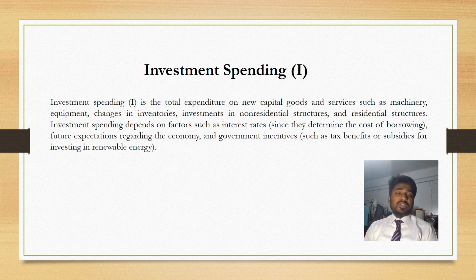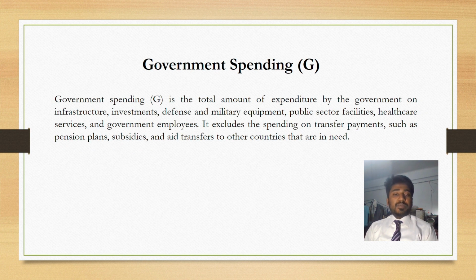Government spending, which is generally represented by the symbol G. Government spending is the total amount of expenditure by the government on infrastructure investment, defense and military equipment, public sector facilities, healthcare services and government employees.